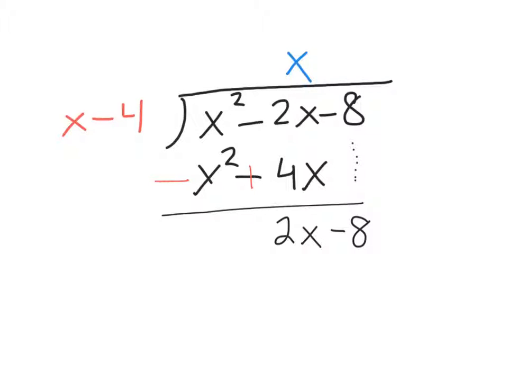The algorithm says, what do I multiply this by to get the 2x? And in this case, I multiply by a positive 2. So the 2 distributes to both of those terms, and I get 2x minus 8. Draw my bar, and oppositify everything. And then when we actually add down now, or effectively subtract, we get 0.